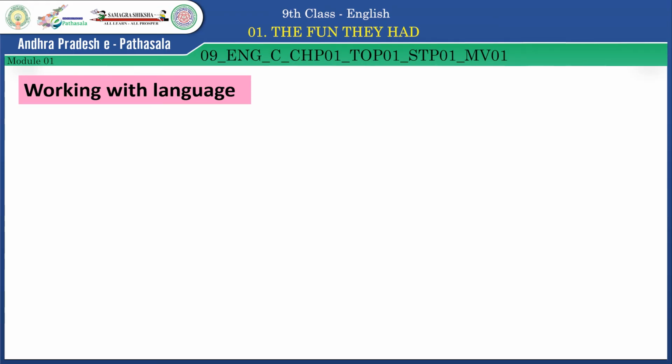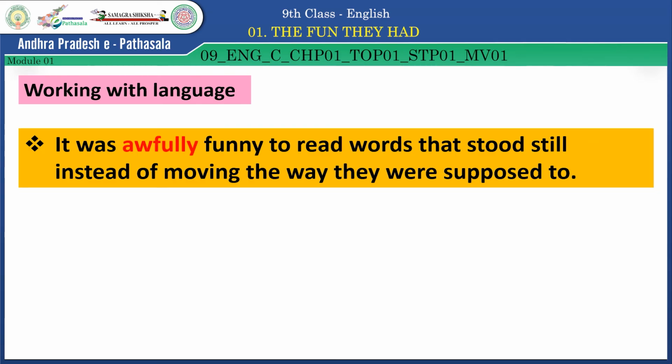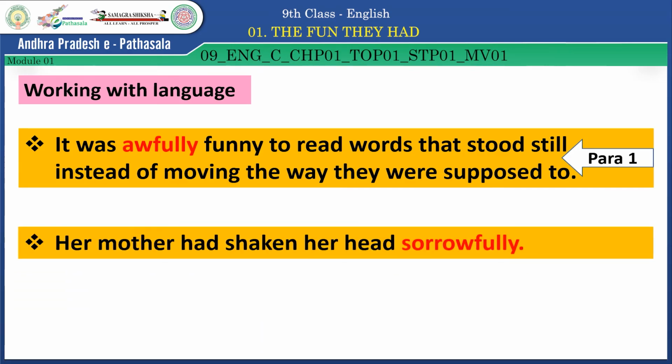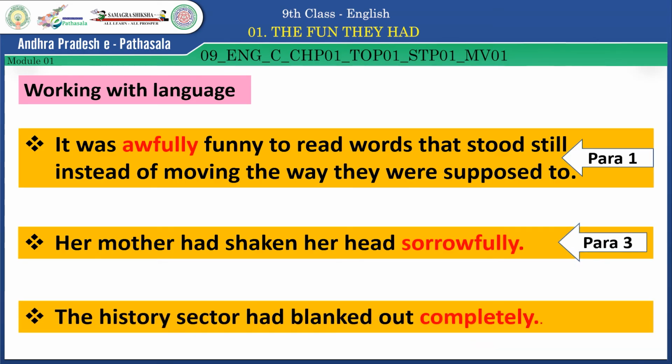I hope you found the sentences from the text. Here they are. The first sentence with awfully is found in the first paragraph. The second sentence with sorrowfully is found in the third paragraph. The third sentence with completely is found in the fifth paragraph. Here we'll do an activity.